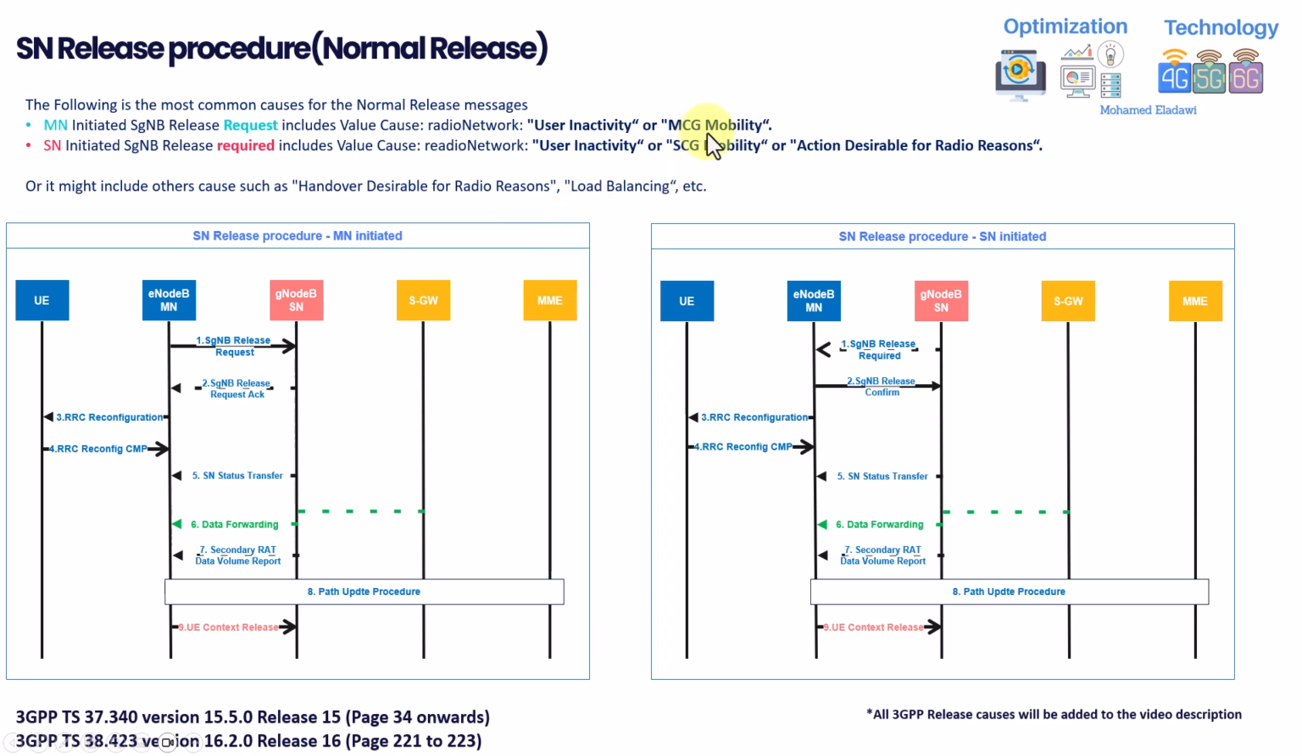So this is called MCG, Master Cell Group Mobility. If you remember the concept from the previous video, we explained that MCG is for all the cells under the master node. Then the secondary node is the same, but it can be user activity, SCG mobility, and something called action desirable for radio reasons.